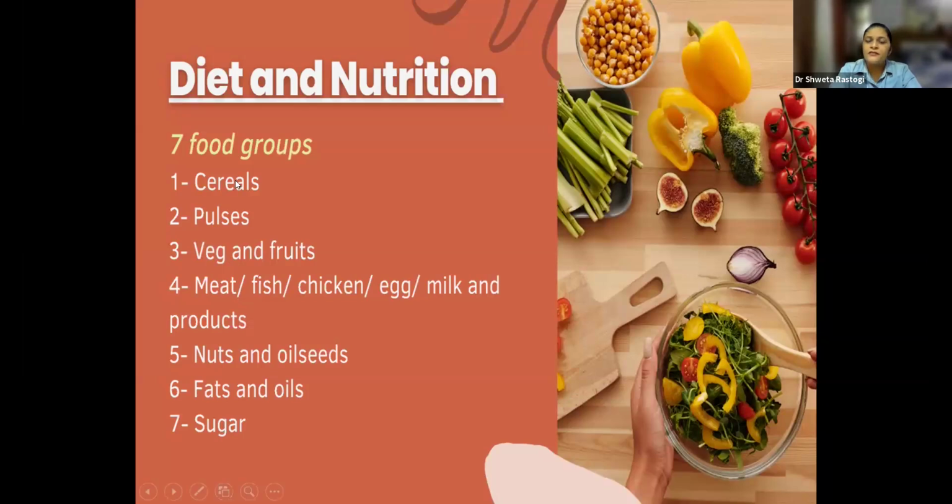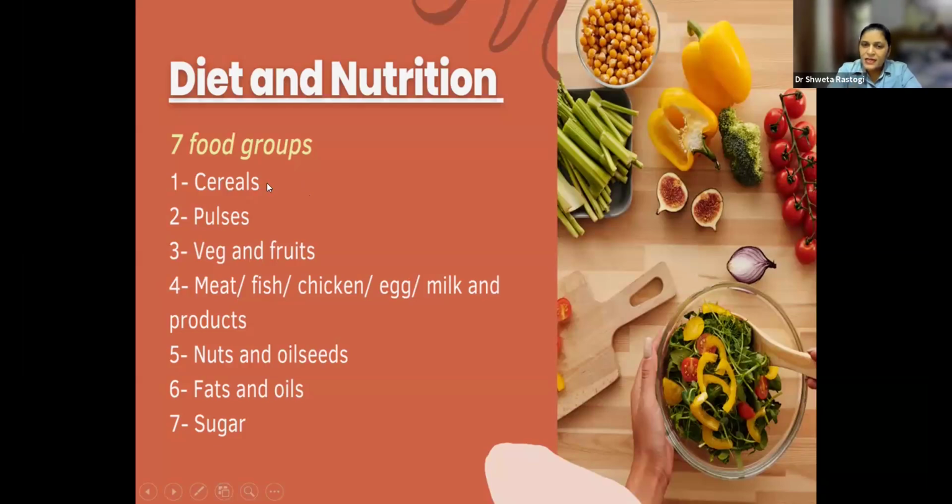For example, the first one is cereals. This is a staple. You and I have been eating chapatis, rice, poha, upma, the cereals, as our staple. It may vary from state to state. Say, for example, in the northern parts of the country, you may see more of wheat being used, and in the southern part and the eastern part, rice being used. We are also talking about millets these days. So millets are also a part of the cereals.